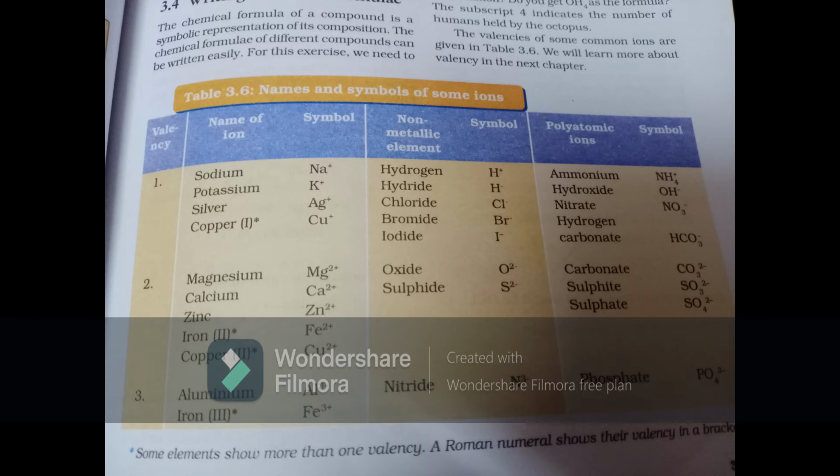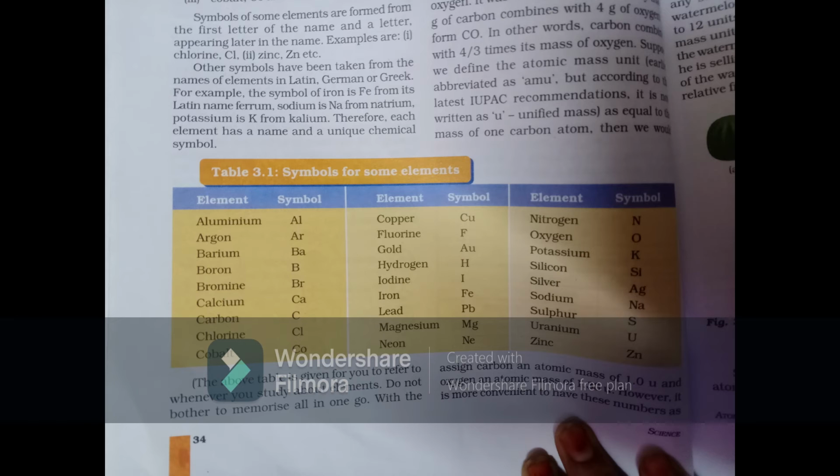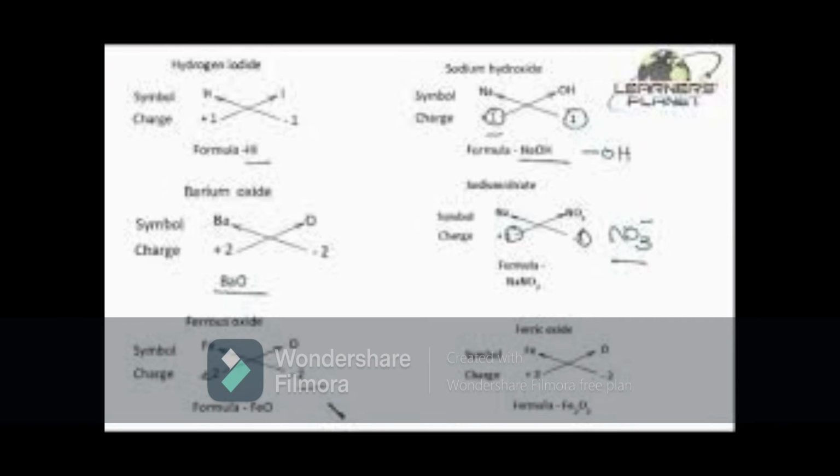So ammonium is an NH4 plus ion. It loses 1 electron and becomes NH4 plus. Hydroxide ion, OH minus. It accepts 1 electron and becomes OH minus. Nitrate, NO3 minus. Hydrogen carbonate, HCO3 minus. Carbonate, CO3 2 minus. Sulfite, SO3 2 minus. Sulfate, SO4 2 minus. Phosphate, PO4 3 minus. Children, you have to learn by heart the formulas along with the symbols.